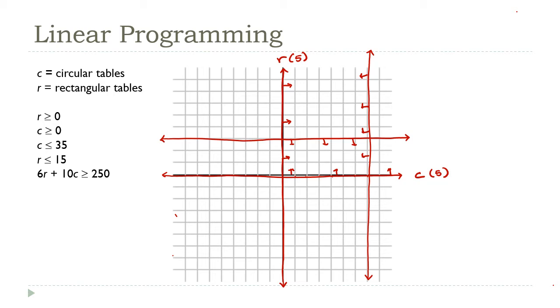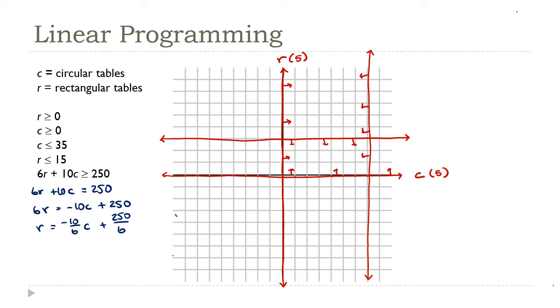All right, now how about the diagonal line here? This will be 6R plus 10C equals 250, and R is in the y-axis position, if you will. So I'm going to solve this for R. 6R equals negative 10C plus 250. So R is negative 10/6 C plus 250 over 6.